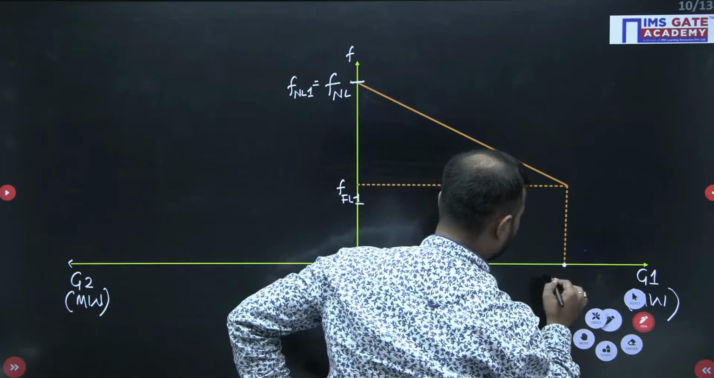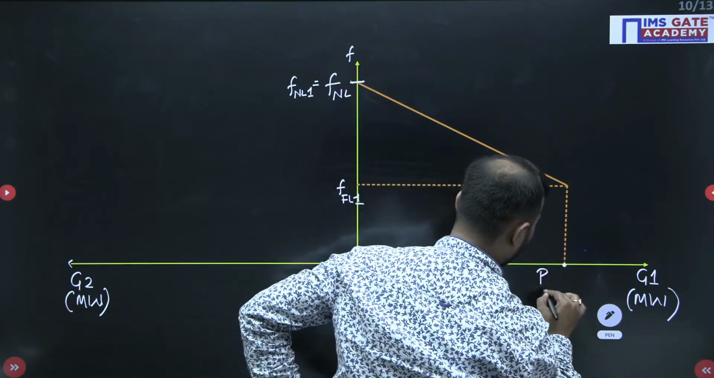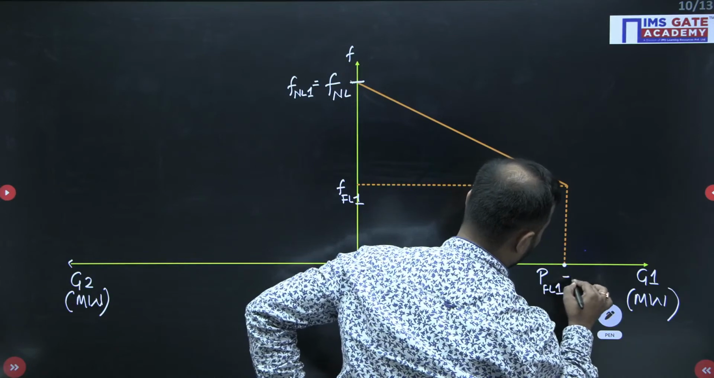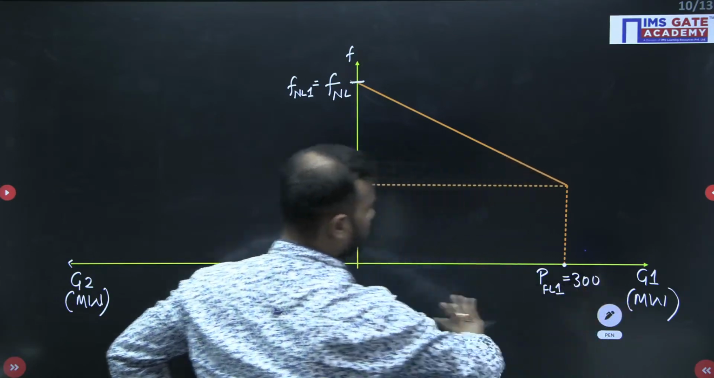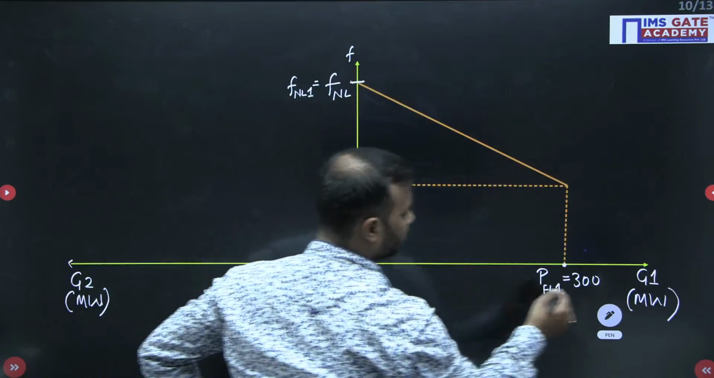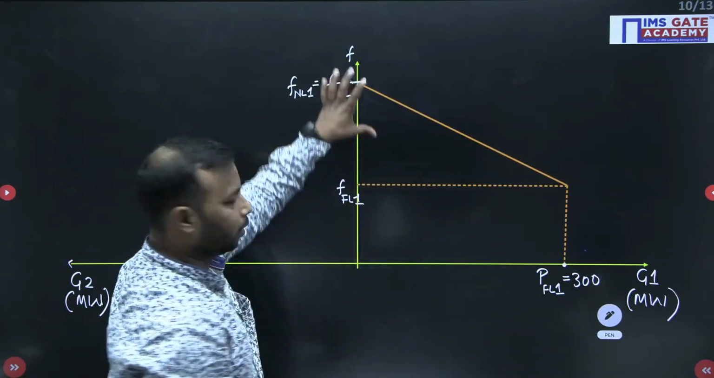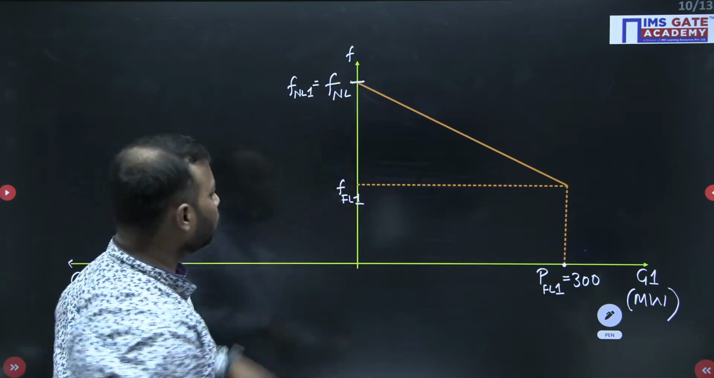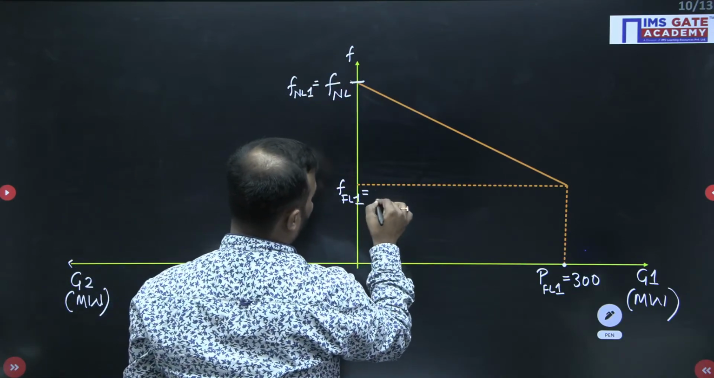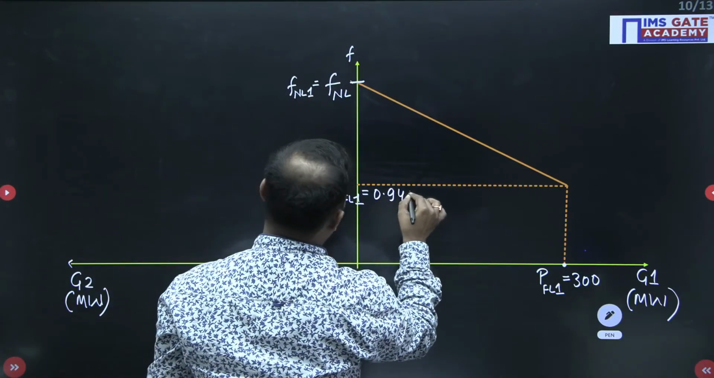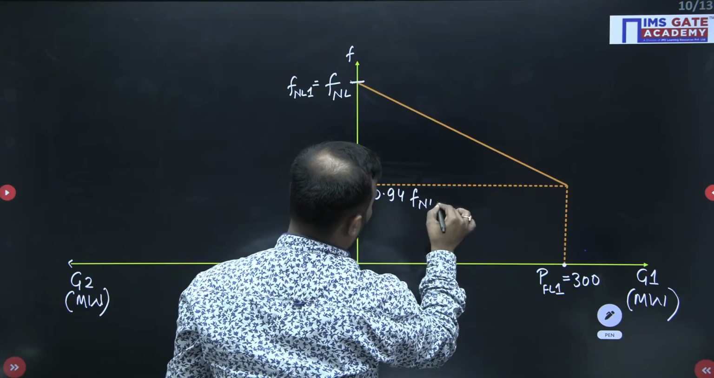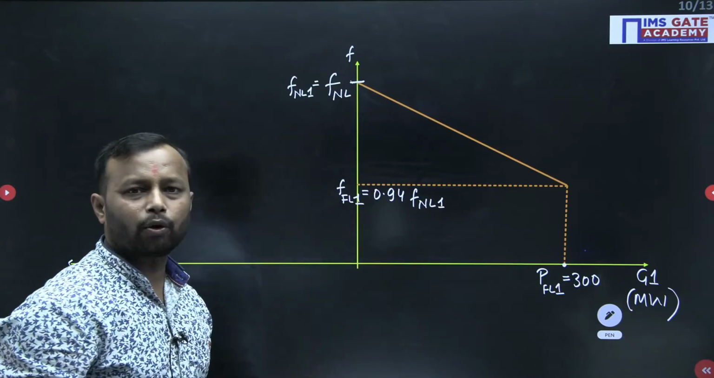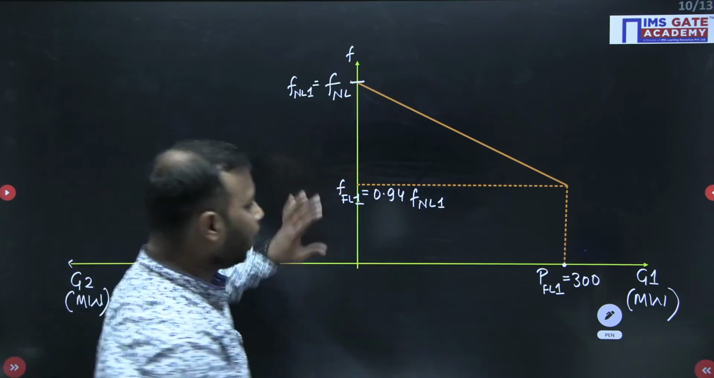This is PFL1, which is 300 megawatt. Let me see 300. And what is the change in frequency? 6%. Means what will this be? Tell me quickly, what will this be? If there is a 6% change, then this will be 0.94 F no load 1. Did you understand? Any doubt here? Is it clear?